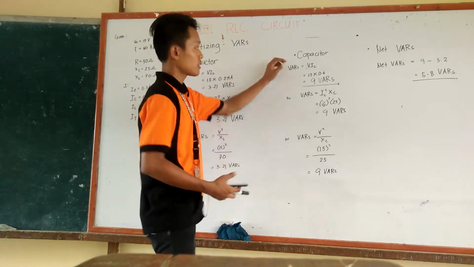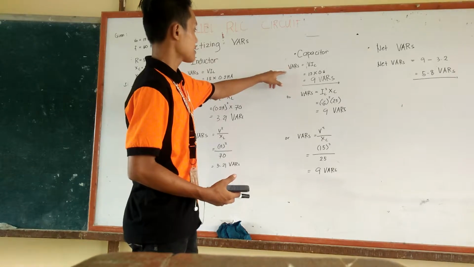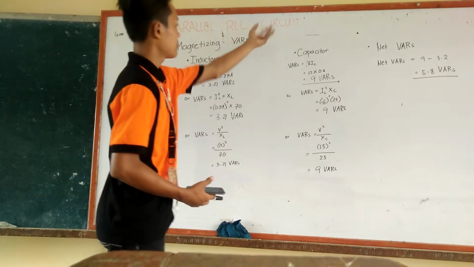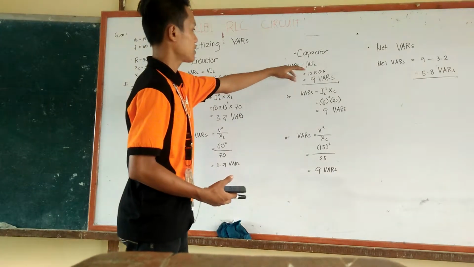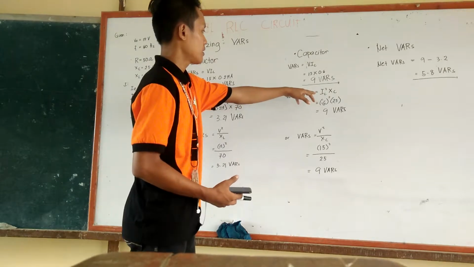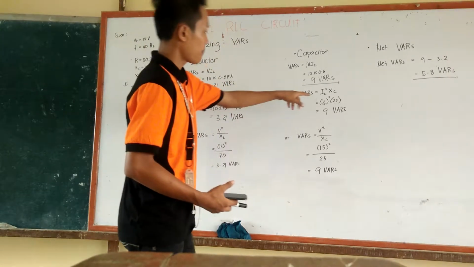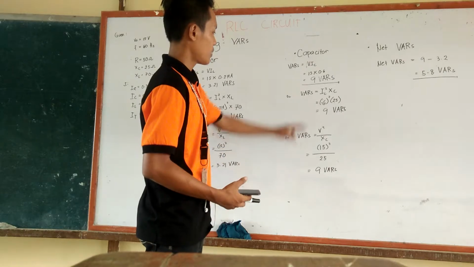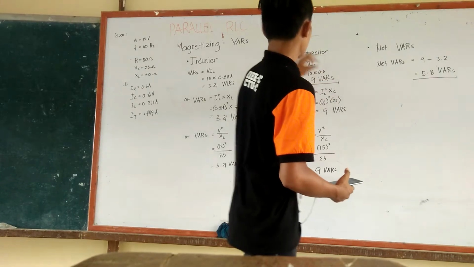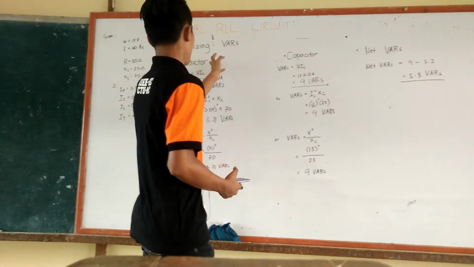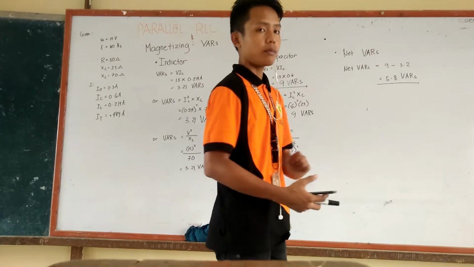Now let's go to the magnetizing bars of the capacitor. The formulas are just the same as for the inductor, but instead of the current in the inductor, they use the current in the capacitor, then they use the capacitive reactance, and we got 9 bars. So let's go to the net bars. The net bars is the difference between the magnetizing bars of the capacitor and the inductor. So net bars equals 9 minus 3.2, and we got 5.8 bars.